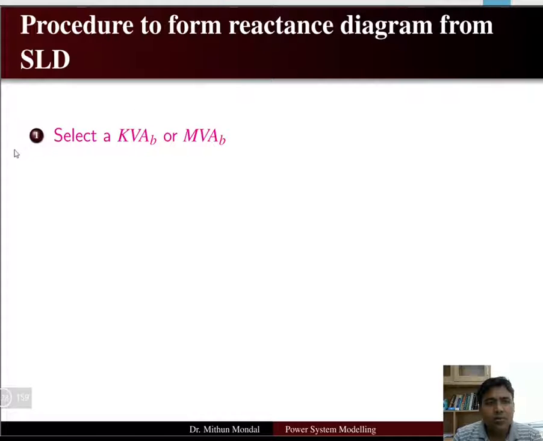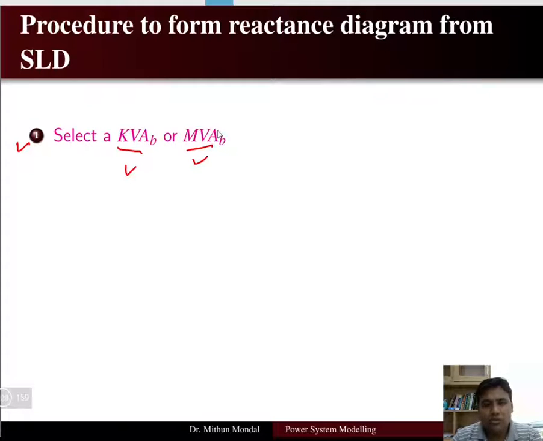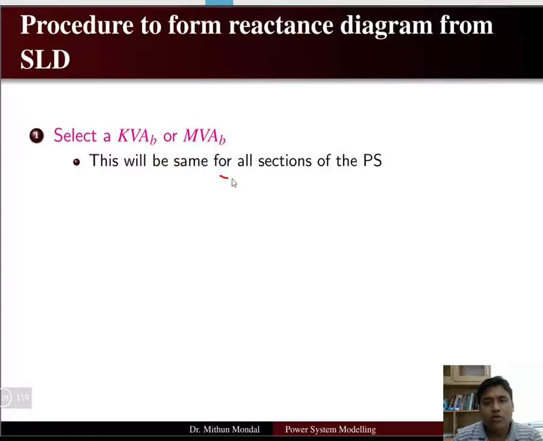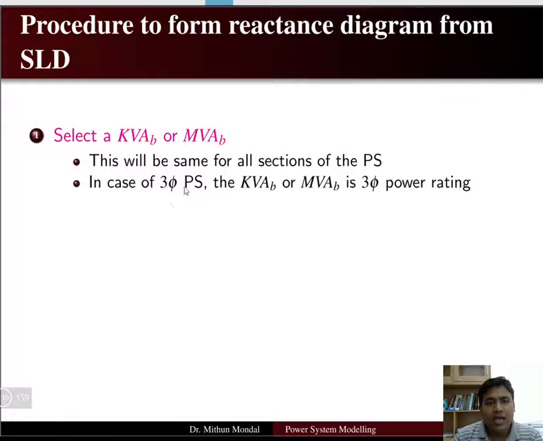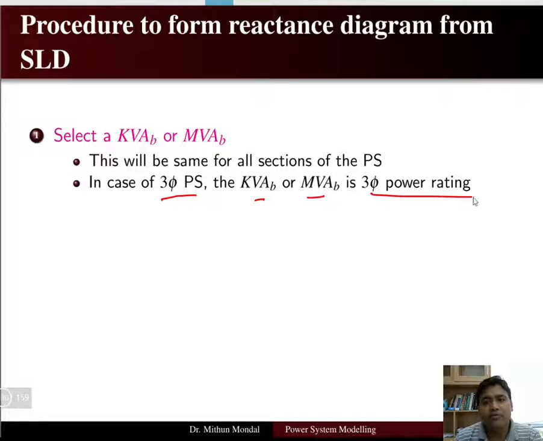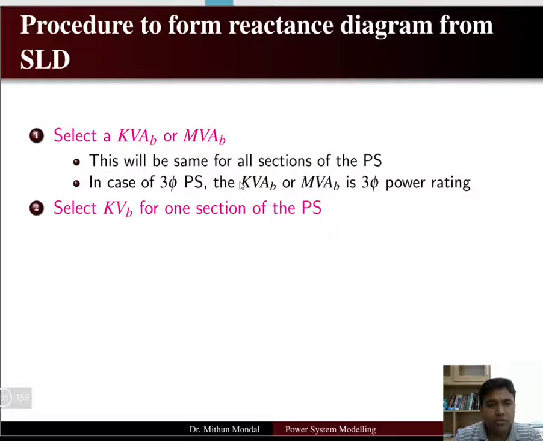Now what is the procedure that we follow to form the reactance diagram from the single line diagram? The first point is to select a kV base and MVA base. So one voltage base and one power base you have to select. This will be the same for all sections of the power system, and in case of a 3-phase power system, the kV base is the line to line voltage and the MVA base is the 3-phase power rating.